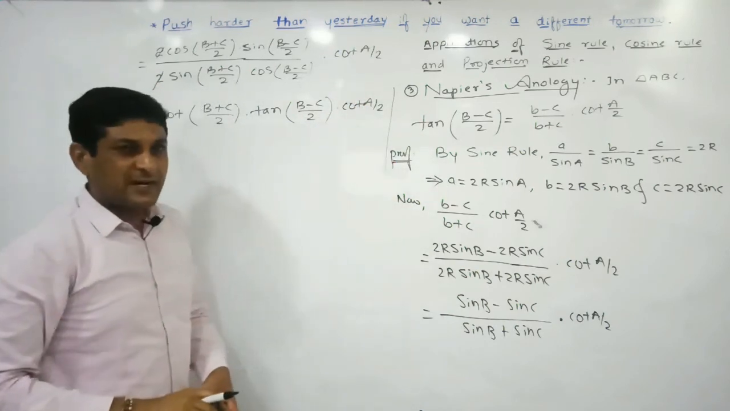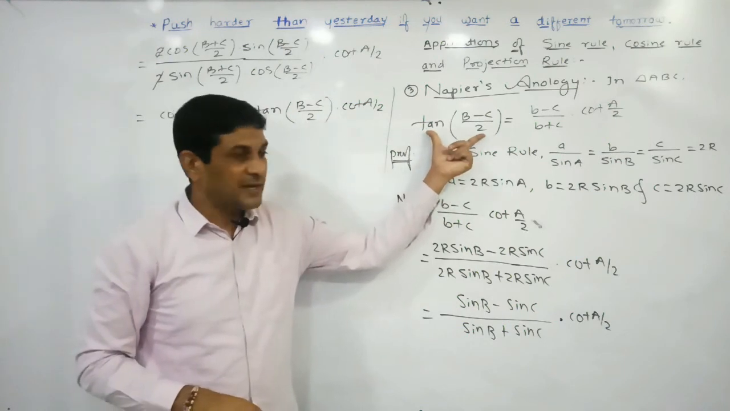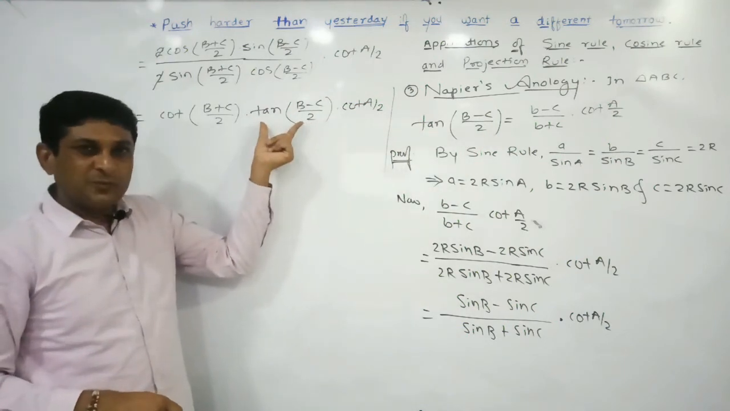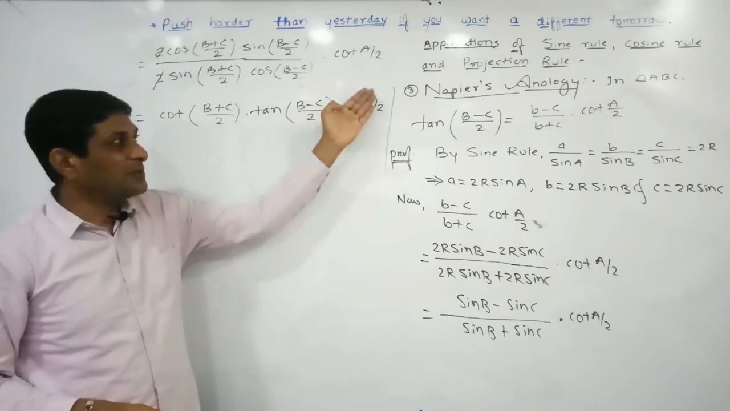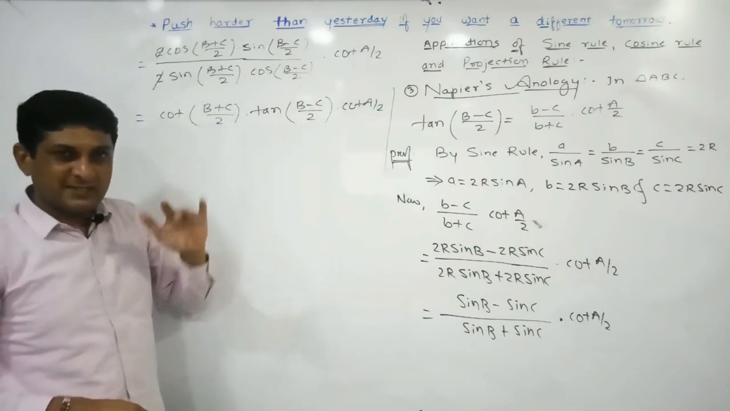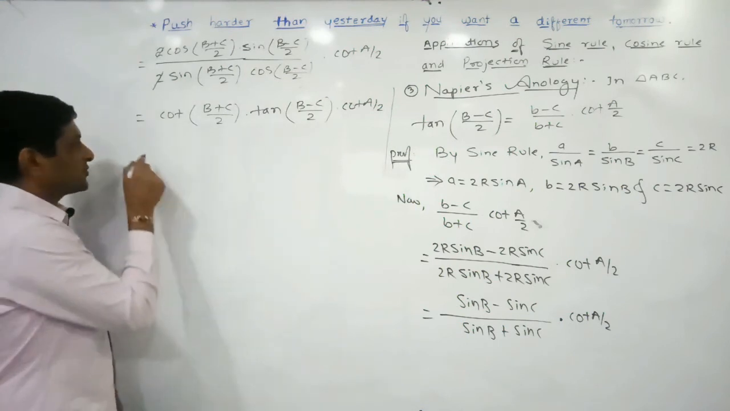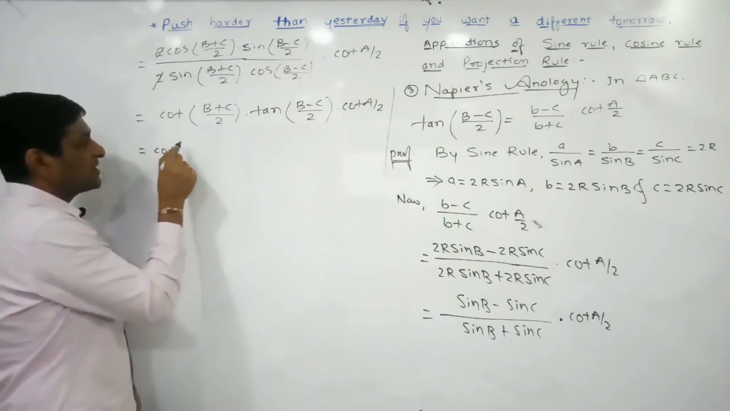Now if you observe our required result, what is the required result? Tan (B minus C) upon 2. This term we have got here. To get our required result, we have to cancel these two terms. Now we are simplifying it in such a way that these two terms will get cancelled.